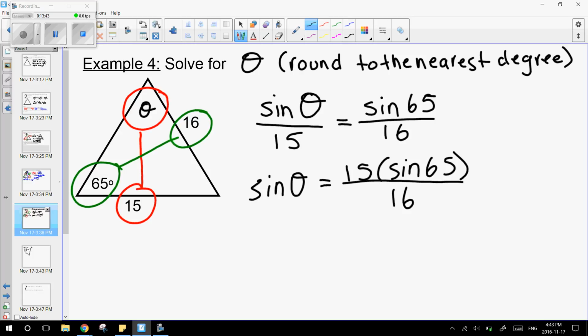Now you'll notice that I threw this 15 in front of the sine 65. The reason why I did that is some students will make the mistake of thinking that they can multiply the 15 by the 65 and then apply the sine button. That is incorrect. You may not multiply that 15 into the value of the sine. It has to stay separate. So that's why I put the 15 out front, to remind you and also to remind myself that it has to stay out front. The value is sine 65, which is then multiplied by 15, and then we divide by 16.